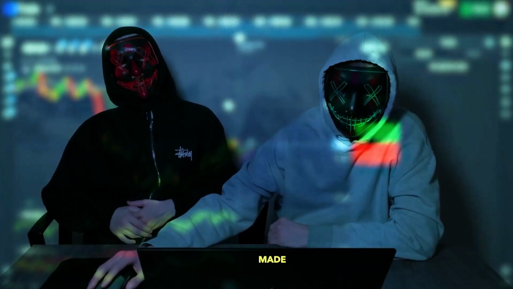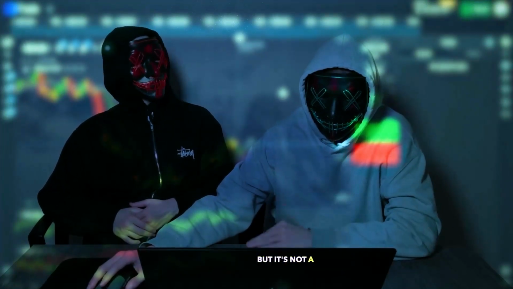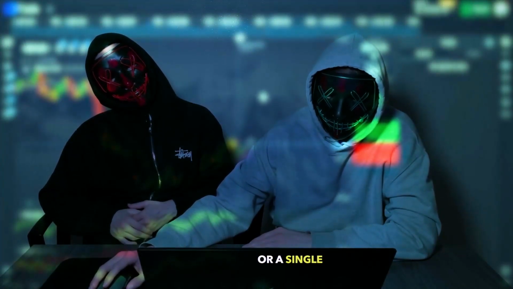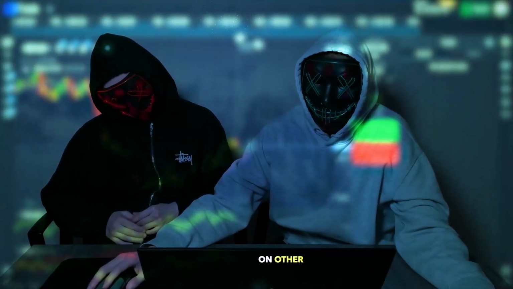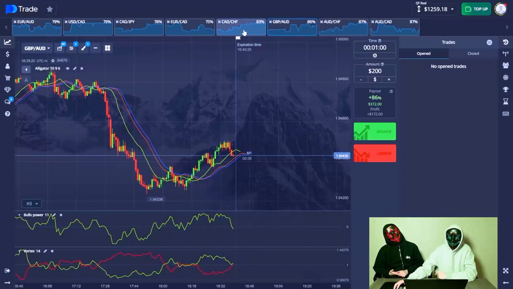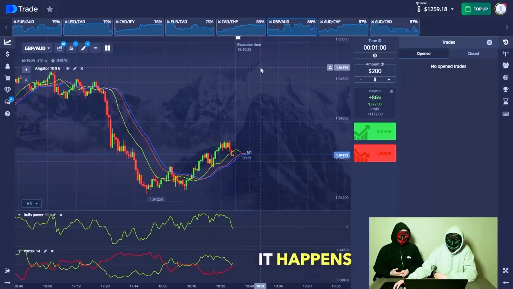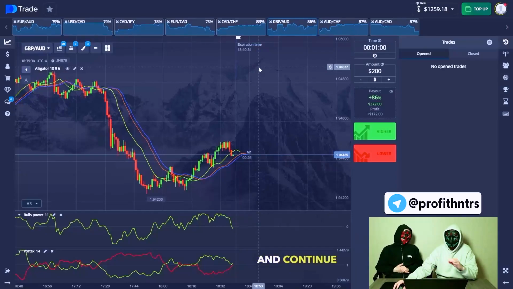So friends, red made a great deal. Sadly, one trade closed at 0, but it's not a problem. The main thing is that we haven't lost a single dollar or a single cent on this. And now we will continue trading on other currency pairs.